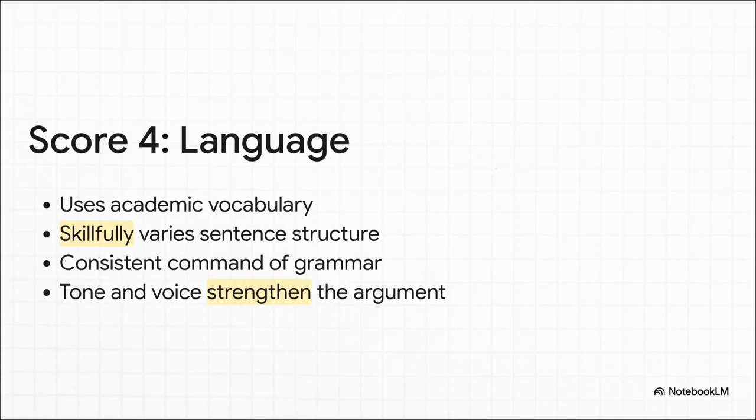And of course, language. Look, for a top score, perfect grammar and spelling, that's just the entry fee. That's the baseline. To get a 4, you've got to skillfully mix up your sentence structures. You're using sharp, academic vocabulary that shows you know your stuff. And your tone, your voice, it's not just there. It's actually a tool you're using to make your argument even more powerful. It proves that every single word counts.